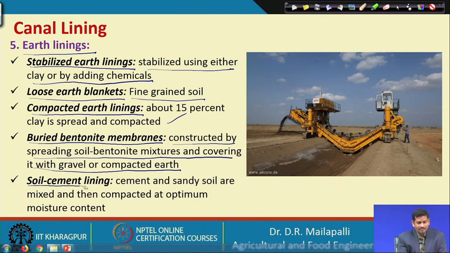And then soil cement lining, where cement and sandy soil are mixed and then compacted at optimum moisture content. So, this is soil cement lining, just a mixture of soil and cement. Again, compaction is the major operation, where we really ensure that the binding is perfect.